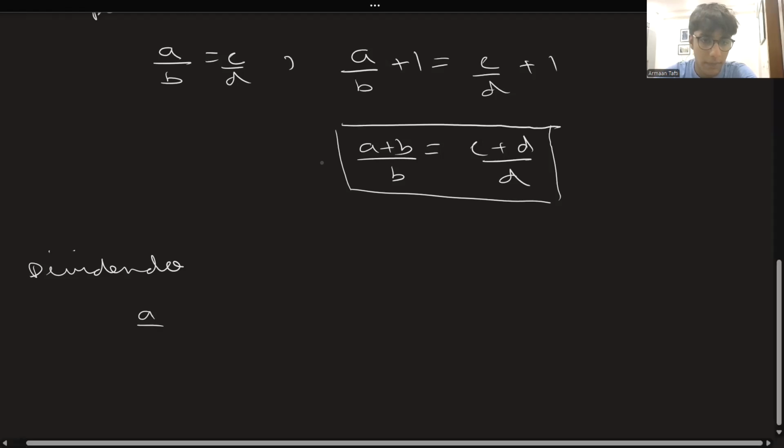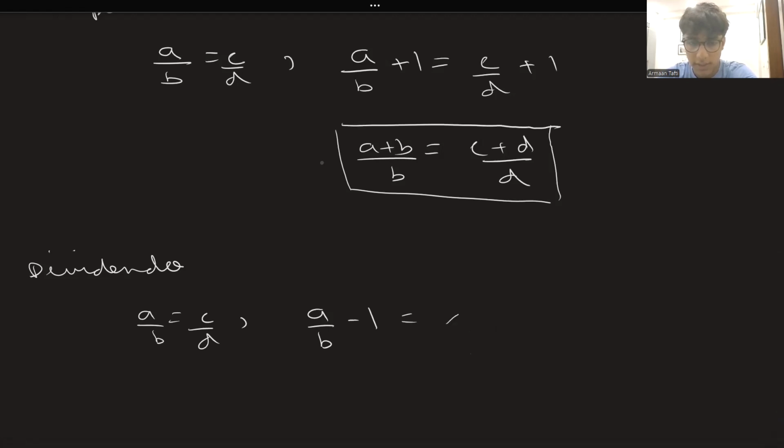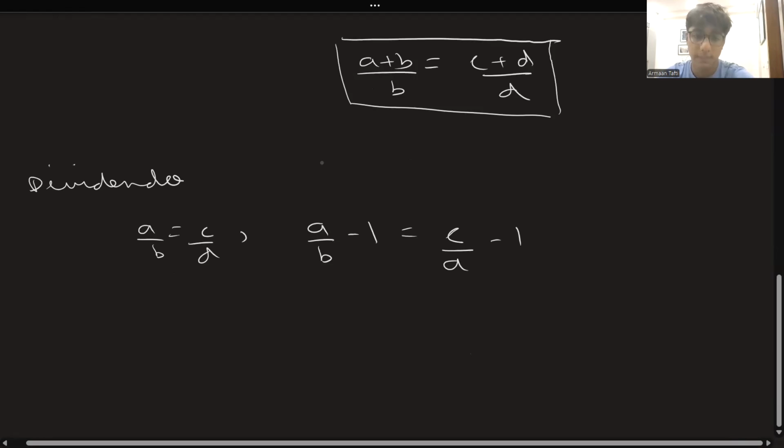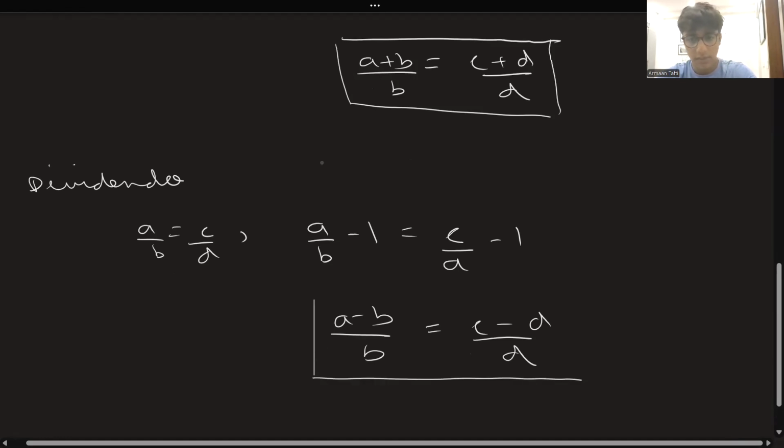So we have A by B equals C by D. Then A by B minus 1 equals C by D minus 1. And now if we simplify this, you get A minus B over B equals C minus D over D, which is what we require. This is our expression for dividendo.